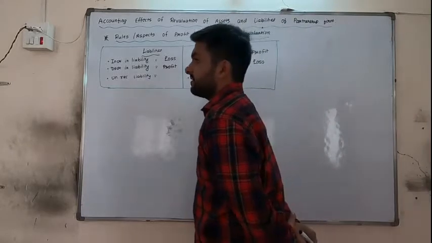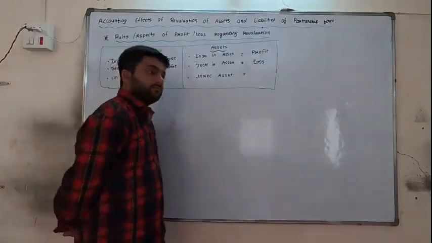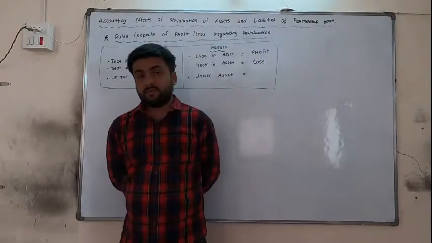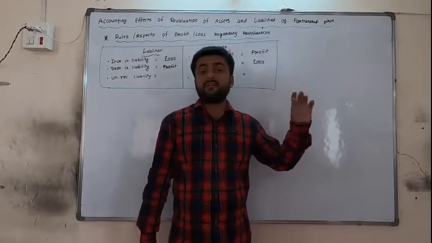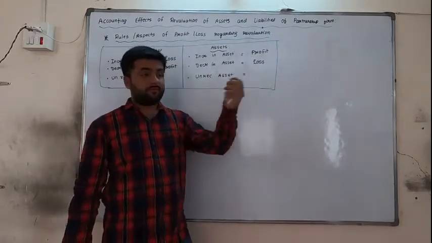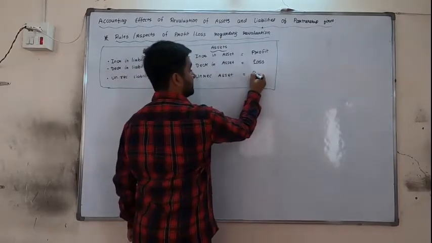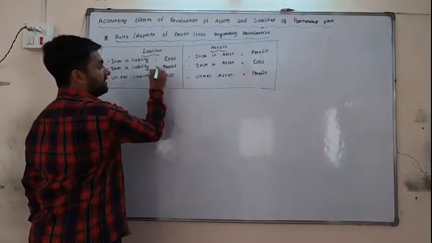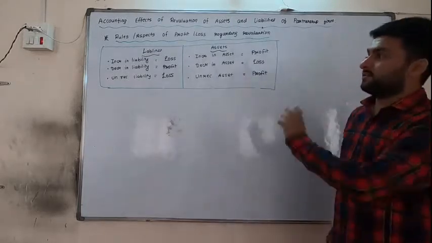Now unrecorded asset. Suppose we have an asset in our business which is not recorded in our books. In future we will get some value from it. So if any unrecorded asset comes into the business, that is our profit. Any unrecorded liability which we have to pay in future will be our loss. So you can see it is totally opposite.